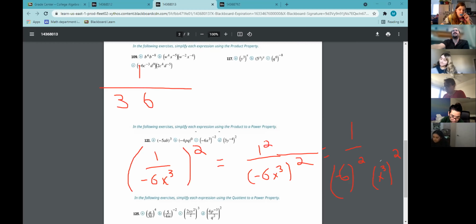X to the third, and then I square it. What do I get here? X to the, right. What number? Positive 6. It's positive 6 in the bottom; it was in the top. If it's in the bottom, yeah. And you leave your answer just like that. That's it: 1/36, x to the 6.